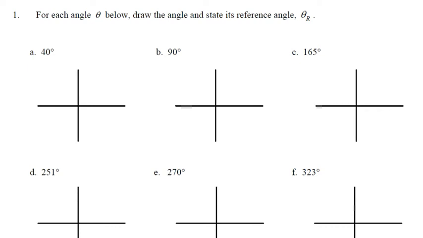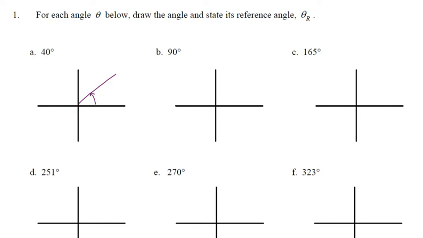For each angle theta below, draw the angle and state its reference angle. So we're all going to draw slightly different, right? But it needs to be in a relative position. If this is 0 and this is 90, I want 40. It's not quite halfway, right? That's 40 degrees. So we're going to show the 40 degrees by going like this.